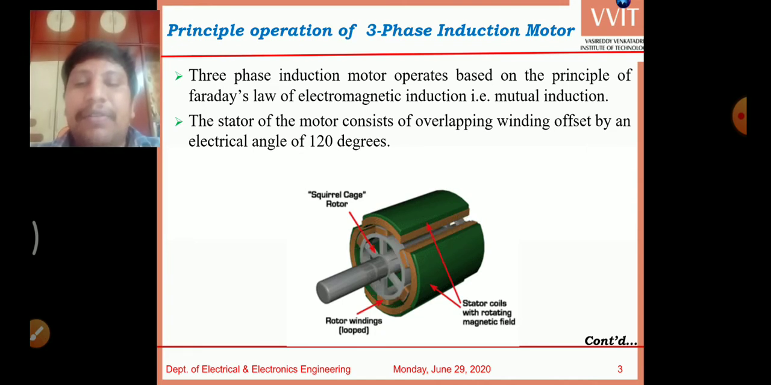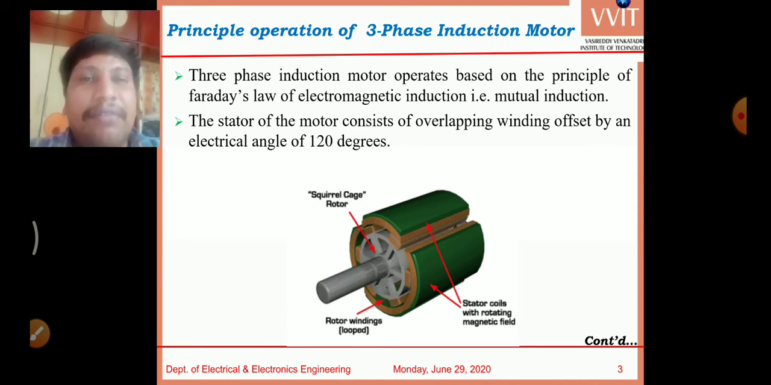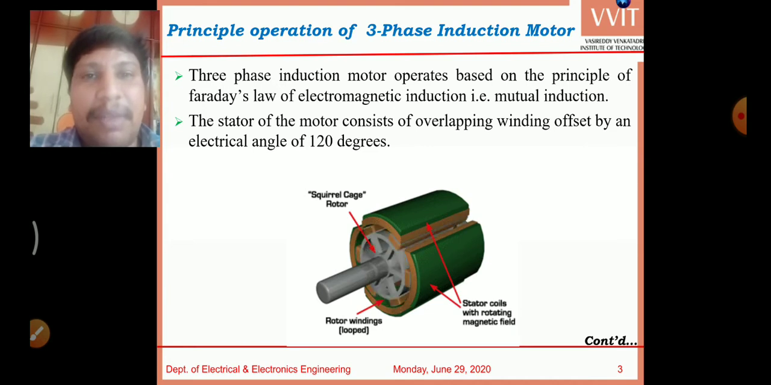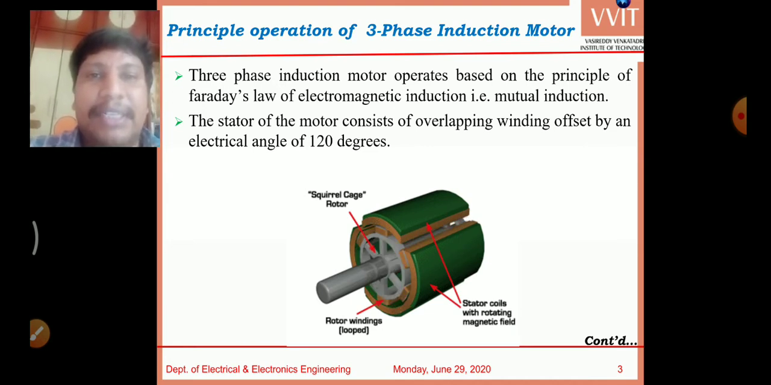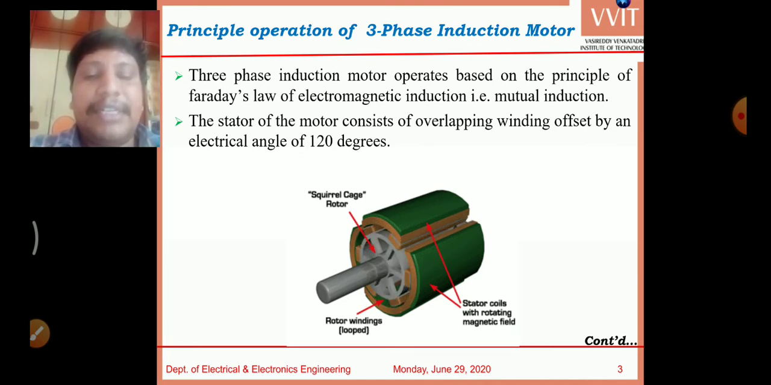When we apply the three-phase supply to the stator windings, they produce a rotating magnetic field which rotates at the synchronous speed. That means when we give the three-phase supply to the stator windings, that is, apply the voltage, the windings will produce a rotating magnetic field which rotates at synchronous speed.